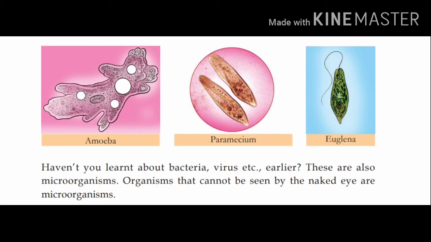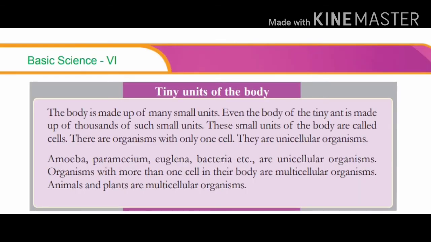Let's discuss the tiny units of the body. The body is made up of many small units. These small units of the body are called cells. There are organisms with only one cell. They are called unicellular organisms.